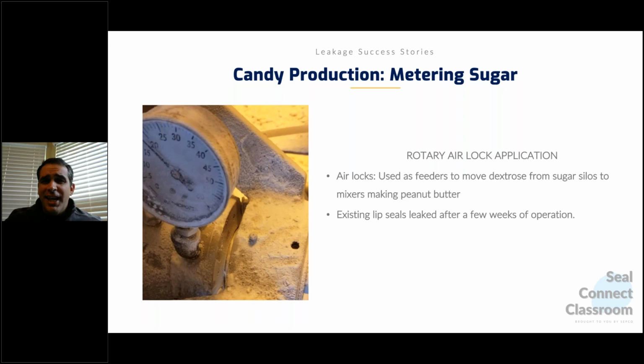Okay, now we're moving to the candy industry. It's a little more fun than bread. Rotary airlocks are something that we've sealed up in the candy industry.